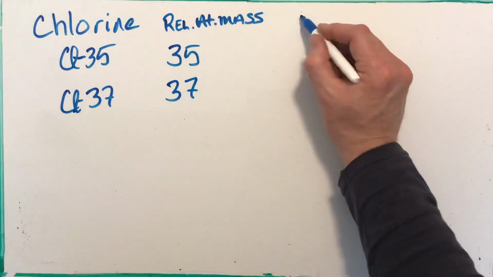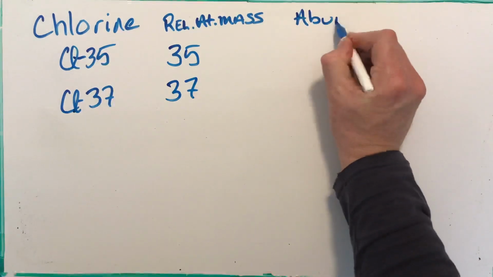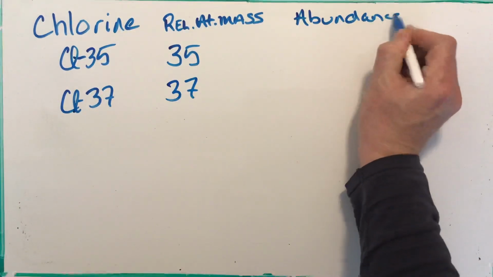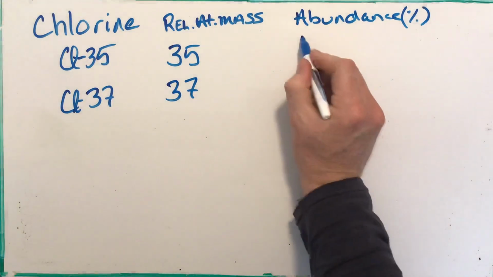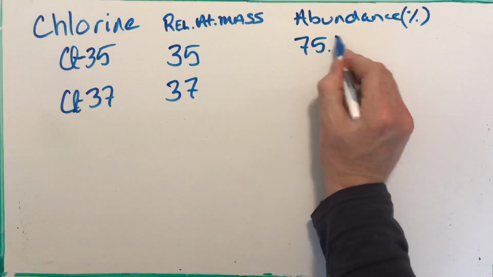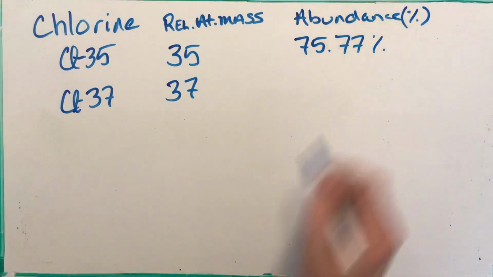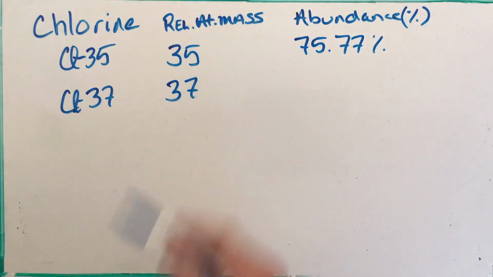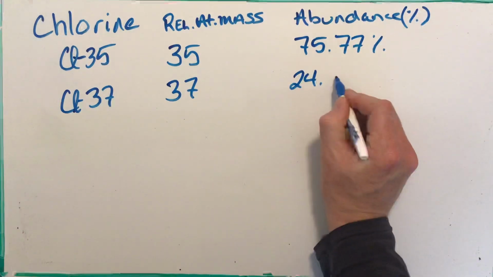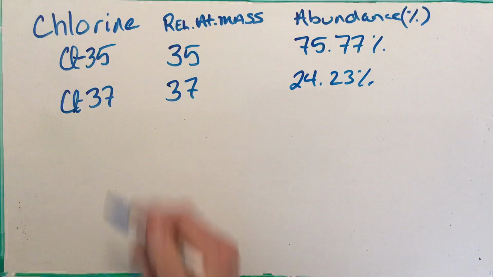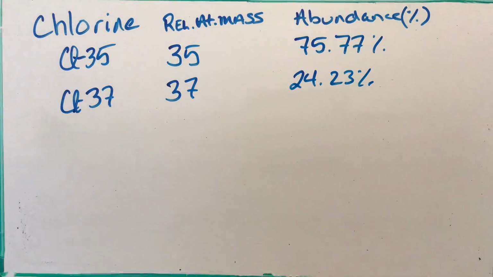The abundance given by the machine, and that's in a percentage, for chlorine 35, 75.77% had a mass of 35. In that same sample, the other 24.23% had a mass of 37. All right?